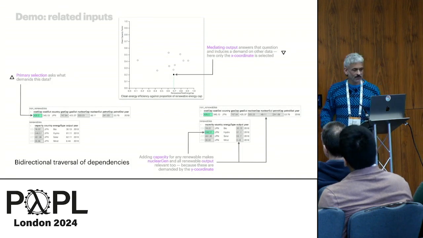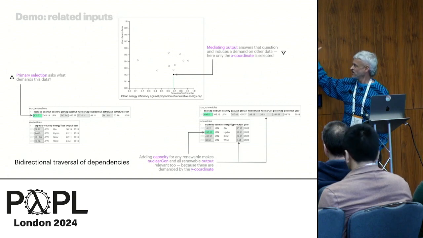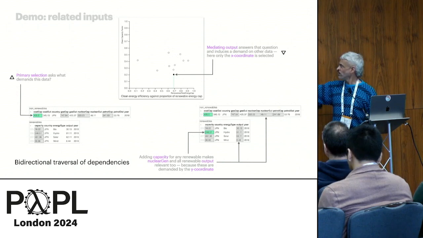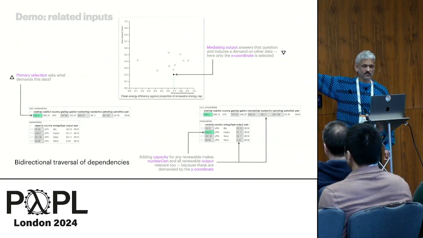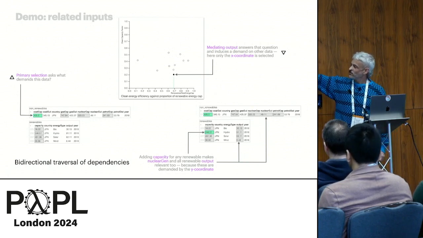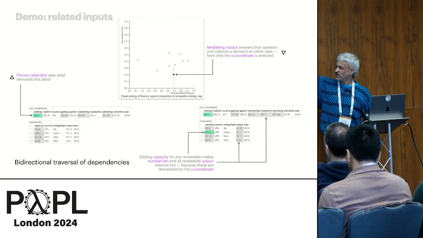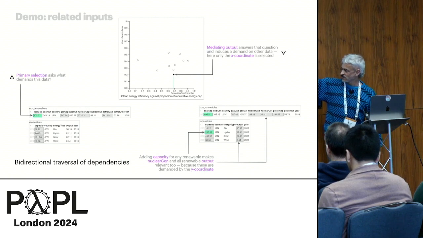Okay, so let me unpack a little bit how that works. The basic idea is we want to be able to traverse dependency information in two directions. We start with an initial selection, the bit I showed you in green. We can ask, using this triangle operator, what outputs are demanding that data? That gives us what we call the mediating output, which in this case was just the x-coordinate of this point. Then we can traverse the same information in the other direction and say, okay, what inputs do we now need in order to compute the x-coordinate of that point? Those are the bits that are highlighted in gray, which we call the secondary selection. And that's what we saw.